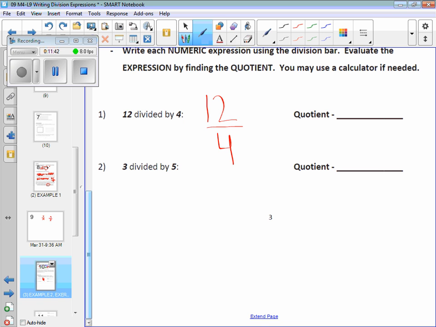Okay, can you evaluate 12 divided by 4? Yeah. Certainly. What's 12 divided by 4? Put it in the answer bar. In the answer line. 3. All right, somebody to come up to do 3 divided by 5.